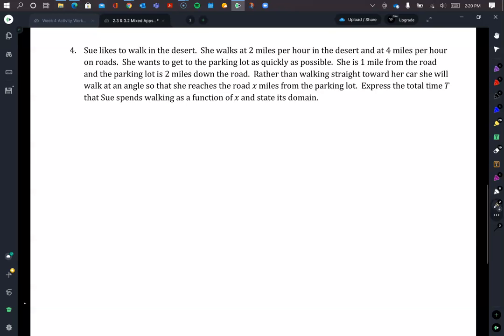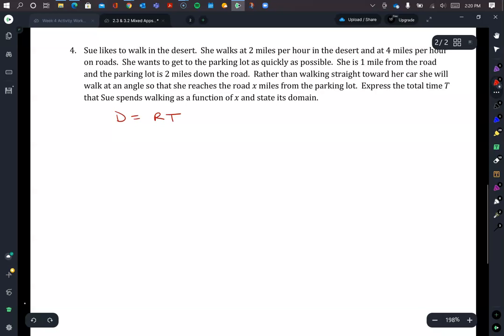So we have distance equals rate times time. But we're looking at time t, which is what we want to have it all in terms of as a function of X. So we want to solve for t here. So we would have t equals distance over rate, using that ratio of distance to rate.